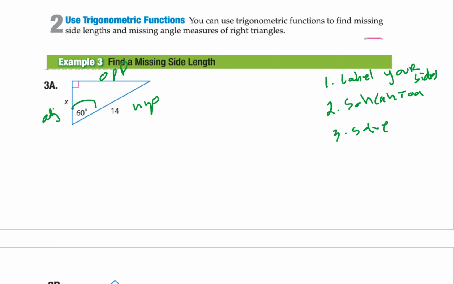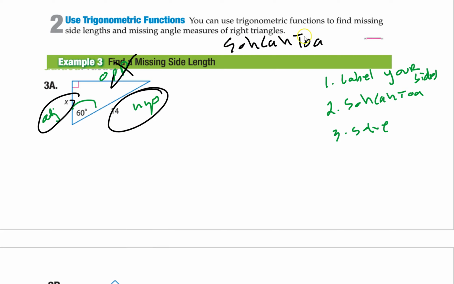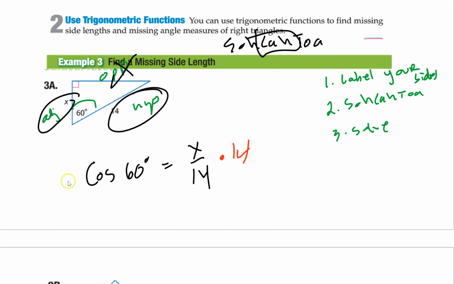I'm going to write SOHCAHTOA because that thing's amazing. Now look at what we have. I don't have anything for the opposite, so that's gone. I do have adjacent and hypotenuse. Look at SOHCAHTOA. Which one's adjacent and hypotenuse? So we're going to use cosine for this one. Cosine of 60 equals adjacent over 14, x over 14. So, multiply both sides by 14.